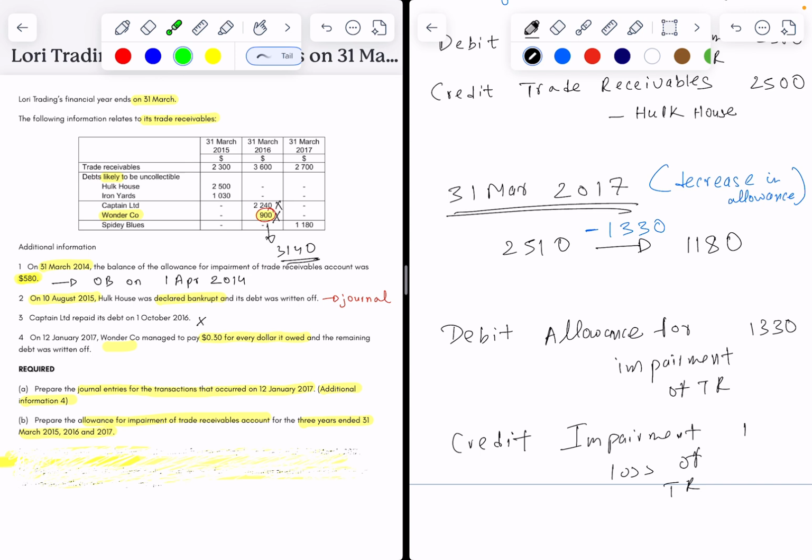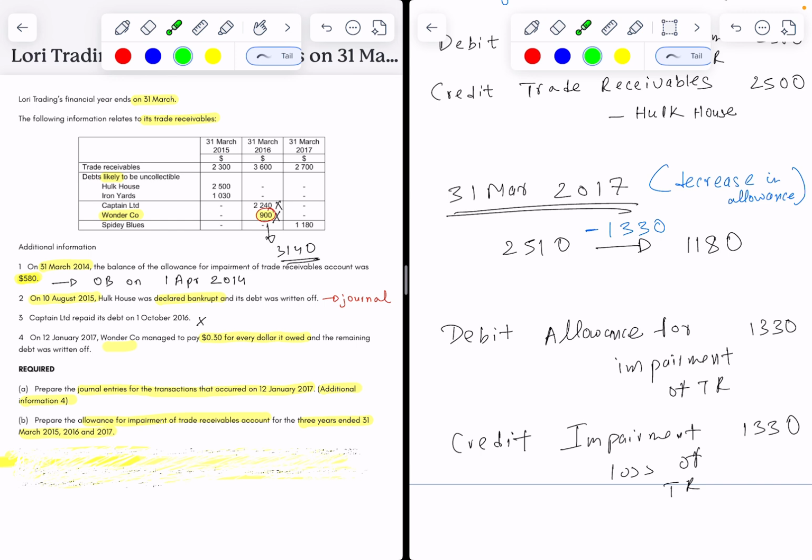Which we show as a negative amount when we include it in our expenses in the statement of financial performance or the income statement. We don't add it with the total expenses. Rather, we would reduce our total expenses by 1,330 because obviously we have a good thing now due to the reduction in allowance. Okay?